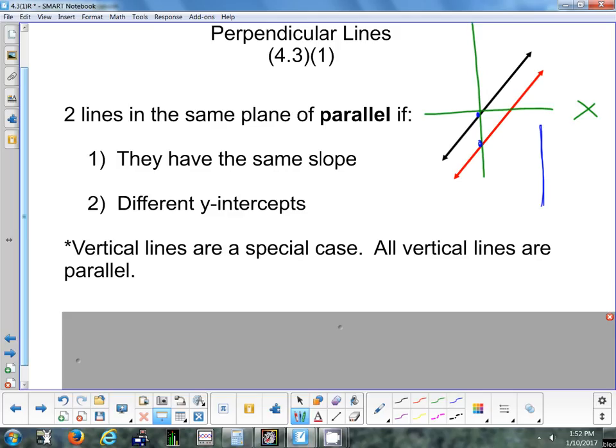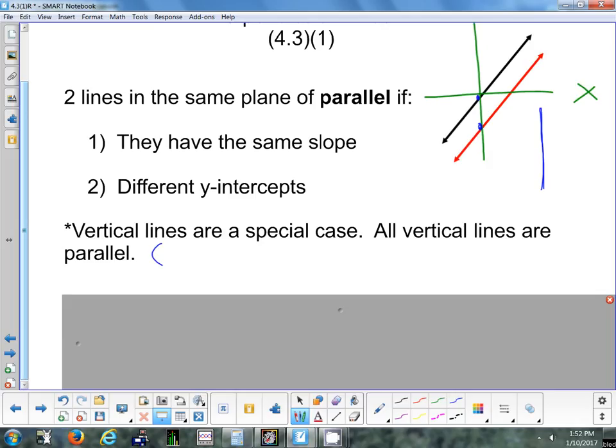Why do I feel like this is reviewed? You might have done this before. Sometimes you might have done a little bit of this last year. I feel like it's reviewed. But we haven't done parallel lines in this class yet. Yeah. Maybe it was in Miss Lewis class.